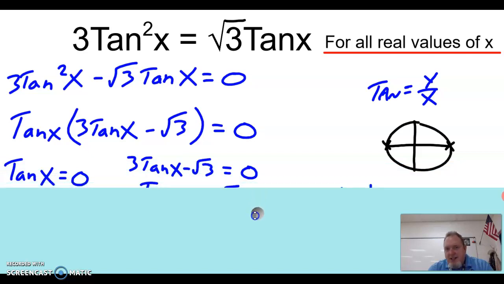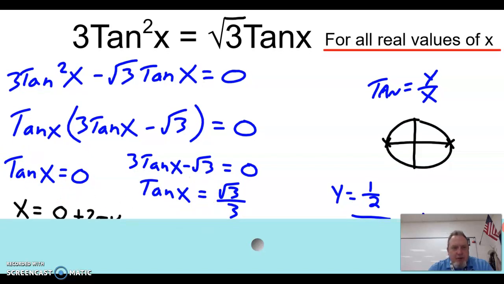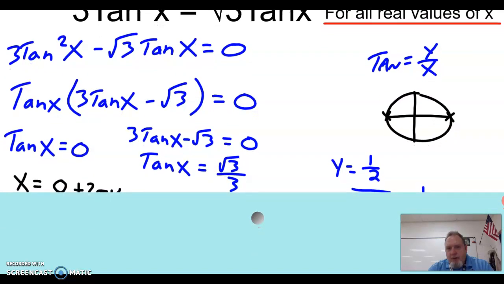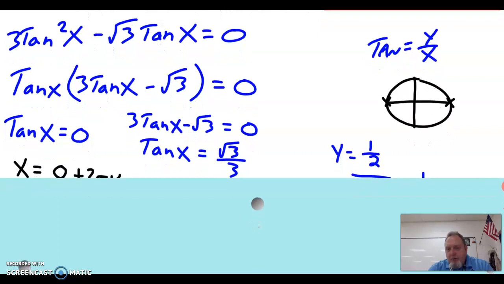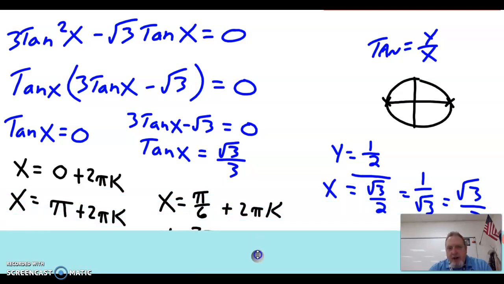So we want to know, where does tangent equal 0? And where does tangent equal the square root of 3 over 3? Now, that one's going to be a little bit more work, but we'll take care of that. So where does tangent equal 0? That is when y over x equals 0. So that happens at 0, and it also happens at 180, or 0 and pi, if you will. And so we have every value.